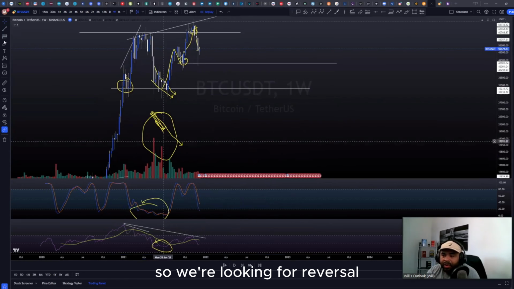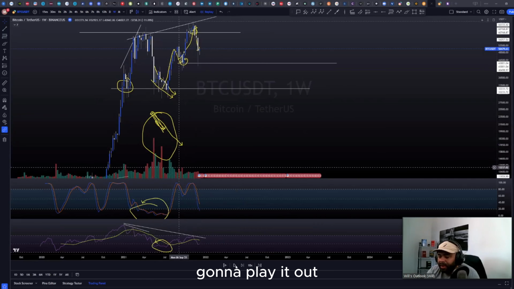So price then pulls back, rolls in, again, dropping volume, right? Dropping volume. So we're looking for a reversal. We are looking for a reversal. Let's go and play it out.